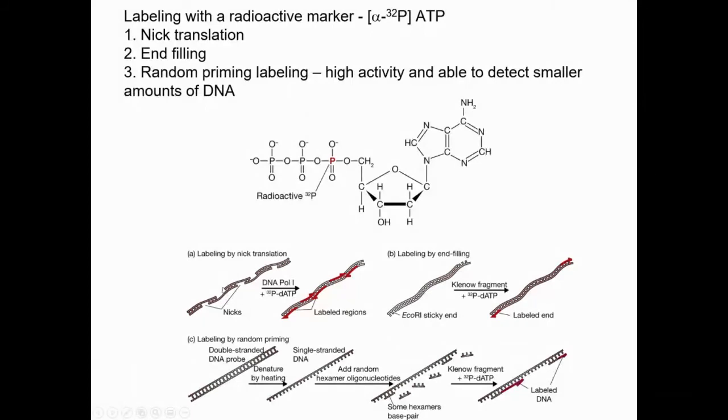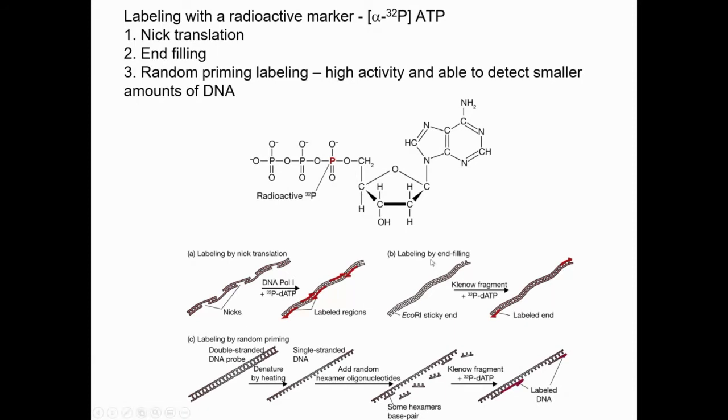So, nick translation. Basically, we know a piece of DNA sometimes has a nick. In nick translation, you add DNA polymerase 1 plus the P32 deoxy ATP, alpha P32 dATP, and they will synthesize the new DNA strand, because DNA polymerase 1 has a 5' to 3' exonuclease activity. During this synthesis they incorporate the alpha P32 dATP into the fragment, and then you get this labeled probe.